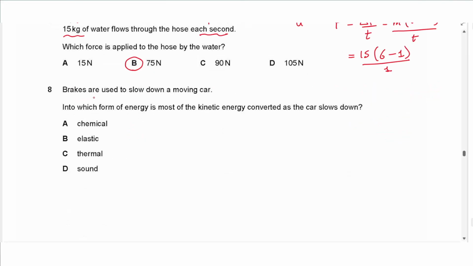Question 8 says, brakes are used to slow down a moving car. Into which form of energy is most of the kinetic energy converted as the car slows down? It's not chemical, it's not elastic, since nothing deforms. Thermal energy is the most likely form. Some energy is converted to sound, but not all the time. So most of the energy is converted to thermal energy or heat energy.